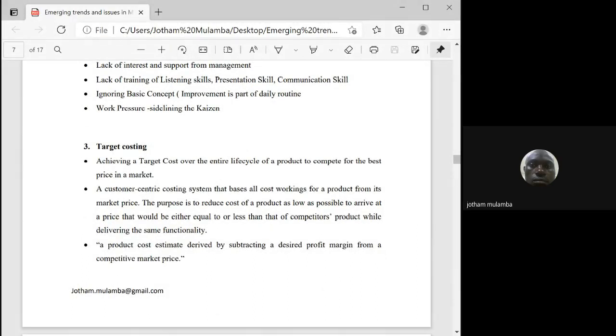And target costing, generally, is achieving a target cost over the entire life cycle of a product to compete for the best price in the market. Most organizations, when they come up with a product, know they will incur a particular cost to come up with that particular product. And once you have made that product, then as we take it to the market, we expect it to sell and generate revenue from that particular product.